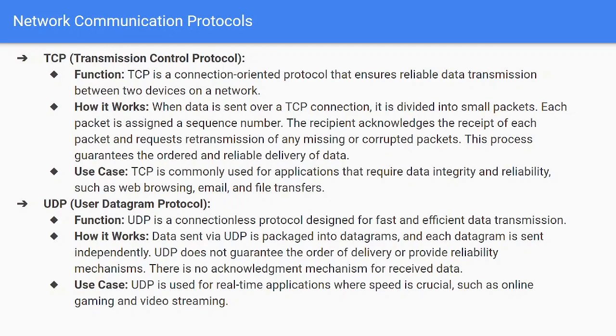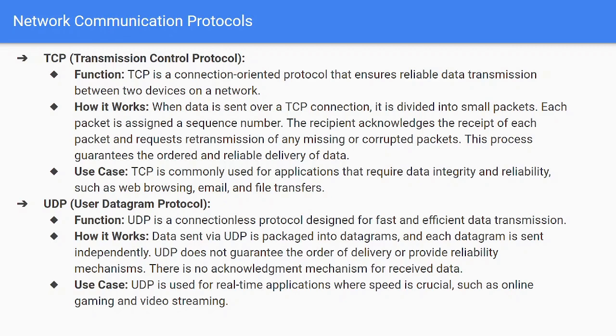And what is the function of TCP? TCP is a connection-oriented protocol that ensures reliable data transmission between two devices on a network. So it is a connection-oriented protocol and ensures reliable data transmission. So the transmission is reliable.